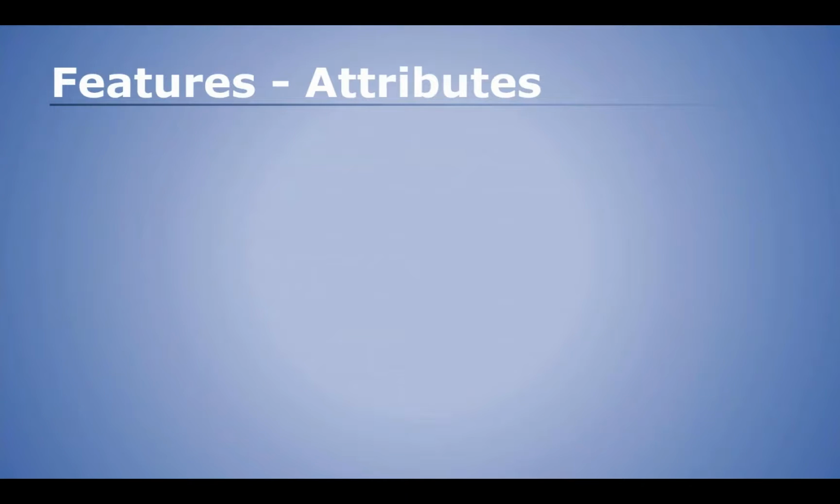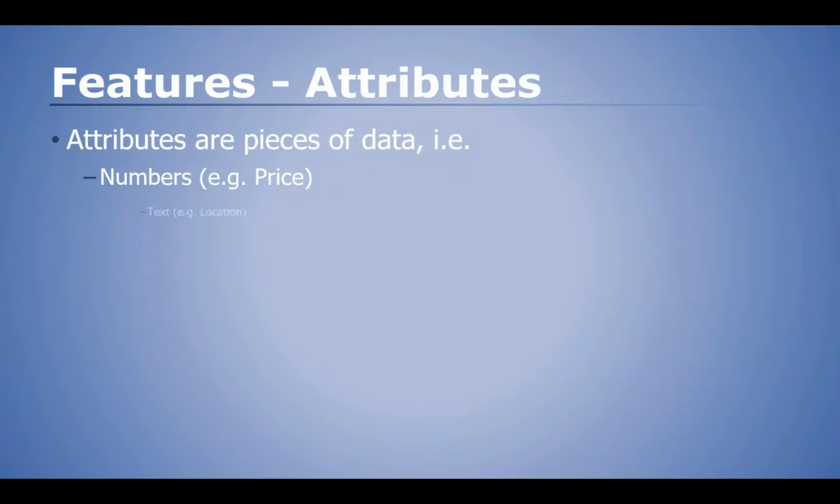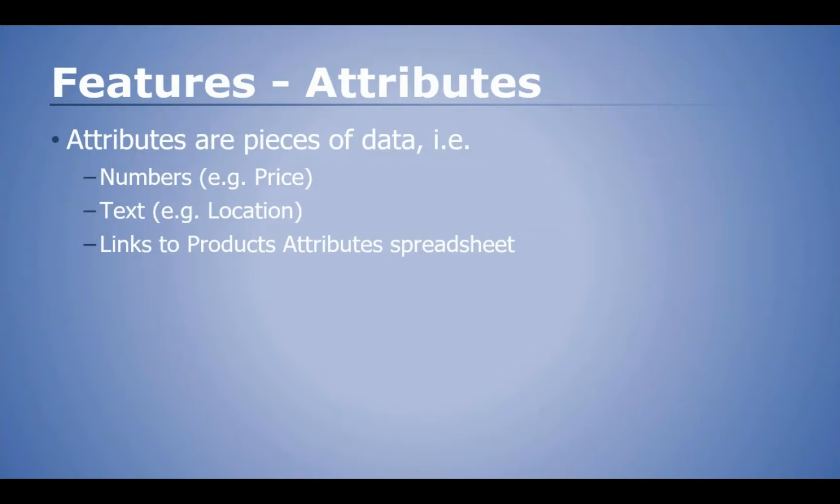So I mentioned earlier on the concept of attributes, and attributes are basically bits of data that live in certain things. So a product can contain attributes, a cable can contain attributes, as can symbols. An attribute has a type. They can be a number, like pricing. They can be a piece of text, like something that describes something about the product, like its location. Or an attribute can be a link to a centralized data source that we call the product attribute spreadsheet.